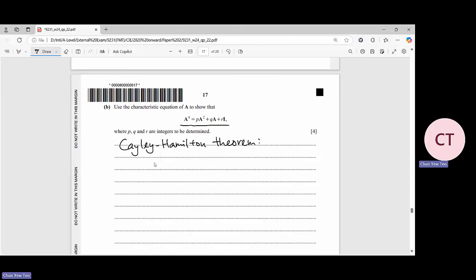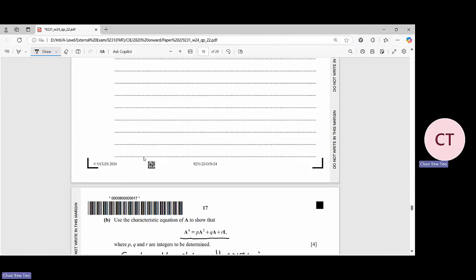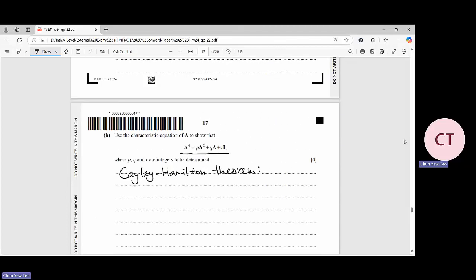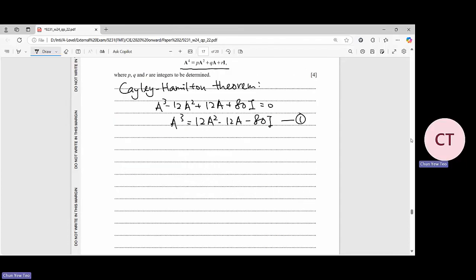Let's apply the Cayley-Hamilton theorem. From the characteristic equation, replacing all the lambda with A, you get A cubed minus 12A squared plus 12A plus 80I equal to the zero matrix. Then A cubed equals 12A squared minus 12A minus 80I. That will be my first equation.